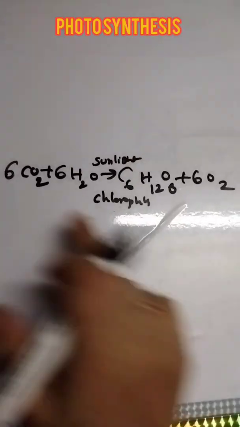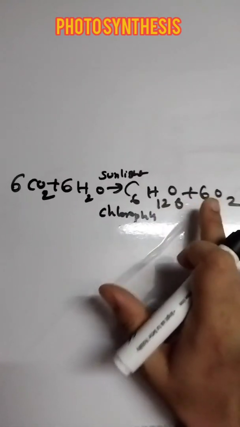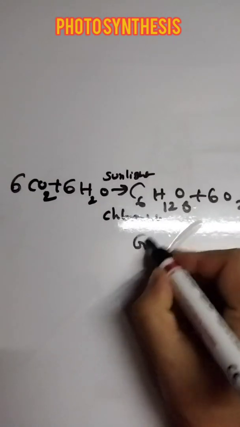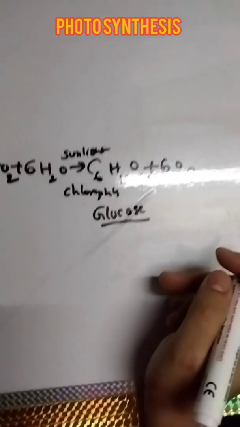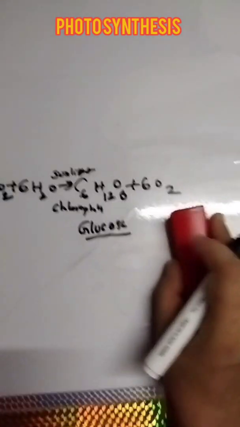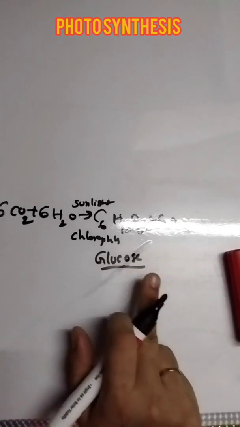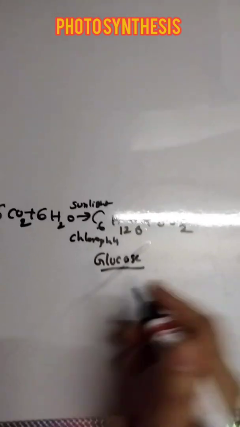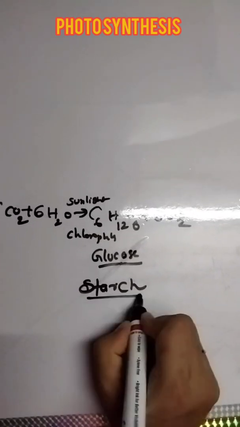Let us see what are the uses of the end products of photosynthesis. The end products are glucose and oxygen. A certain amount of glucose is used by the plant itself, because the plant produces the food for itself first. Certain amount of glucose is used for the release of energy. The rest of the glucose is stored in the form of starch.